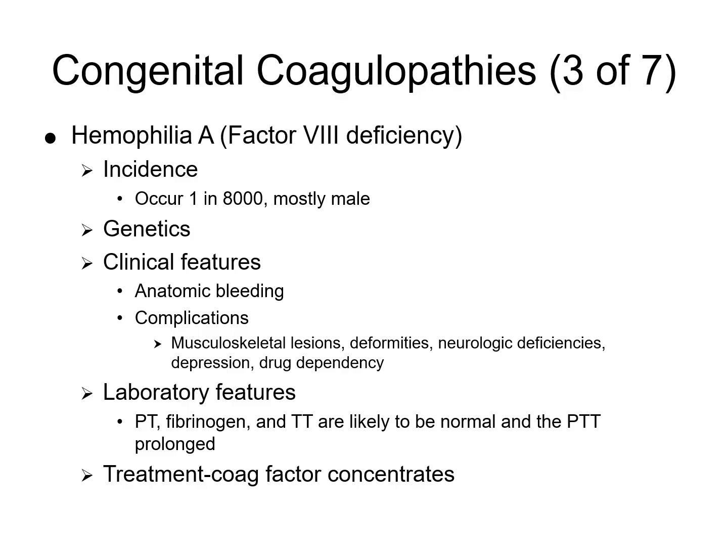Genetics is caused by mutations on the F8 gene on the X chromosome, and it's inherited in an X-linked recessive pattern where males with the mutation are affected, and females are usually asymptomatic carriers but could transmit the mutation to their offspring. Mutations may include inversions, which is the most common in severe cases, a point mutation, a deletion, or an insertion. For clinical features, they will have anatomic bleeding, which is kind of the hallmark of this.